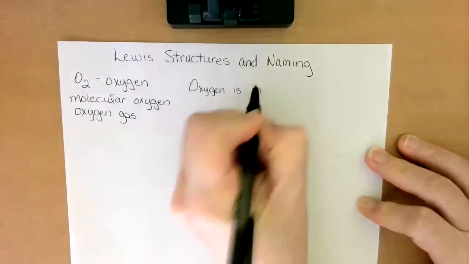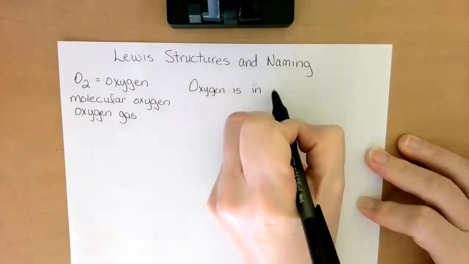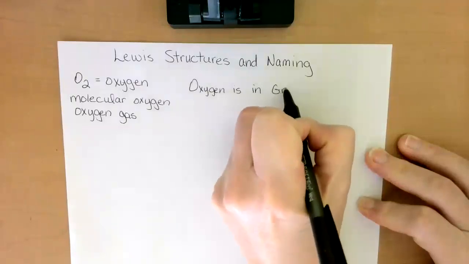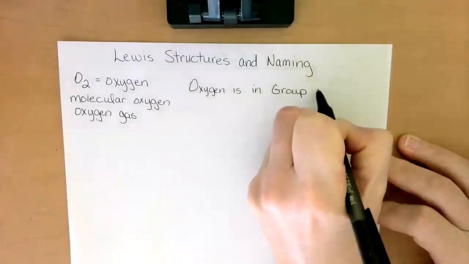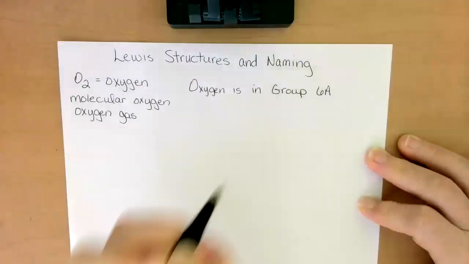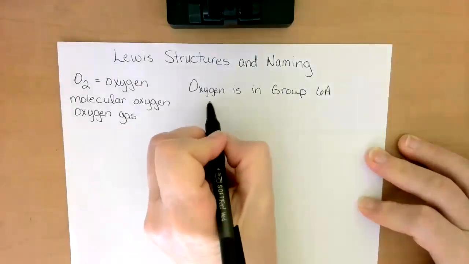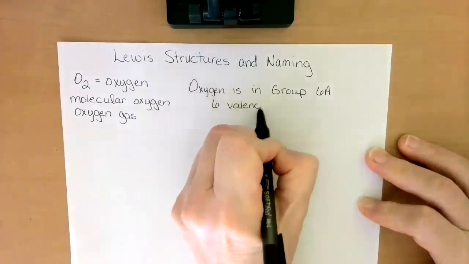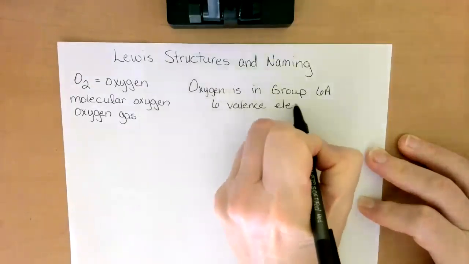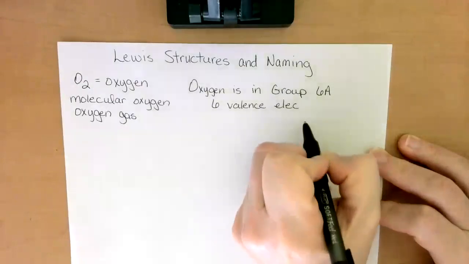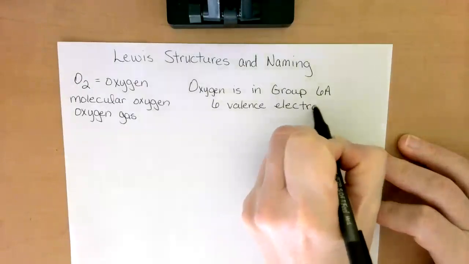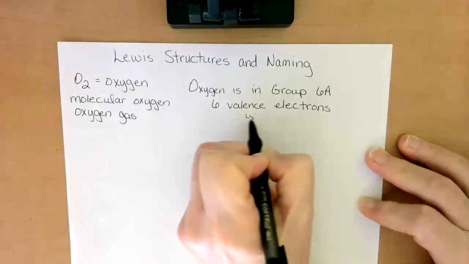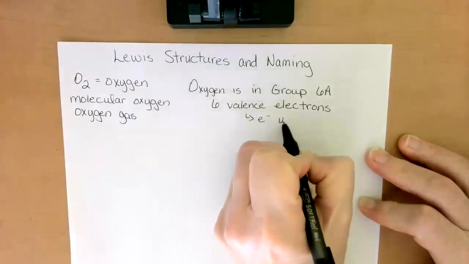That is the 16th column on the periodic table, but it has been simplified to simply 6A. That tells me that it has 6 valence electrons. All of the elements in group 6A have 6 valence electrons. Valence electrons are the electrons used for bonding.